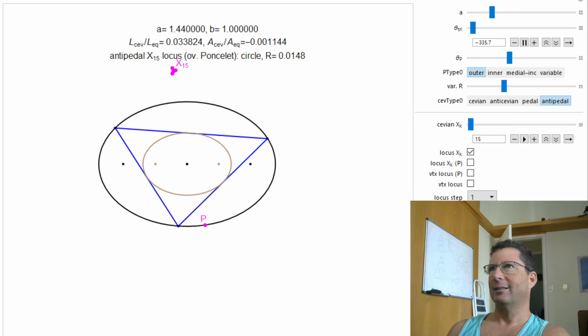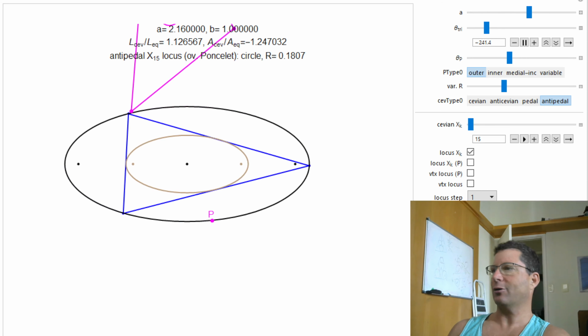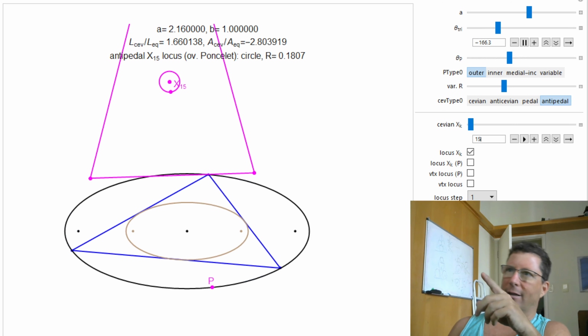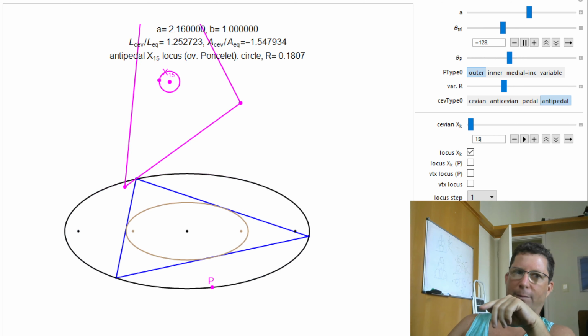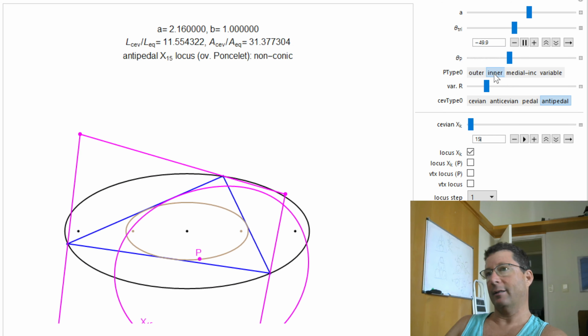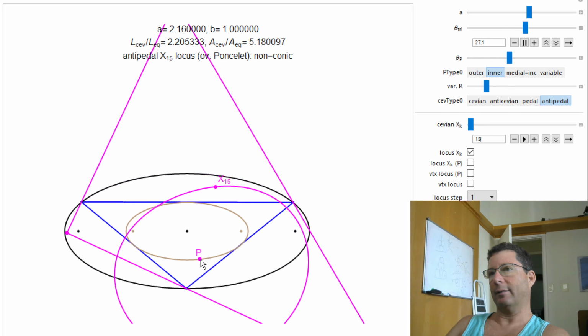Is it? Oh, it's a circle. Yeah, it was looking like it was a point, but it's actually a circle. And we might have seen this just before. Yeah, so X15 is a circle if P is on the Steiner. X15 with the affine is a non-conic if P is on the inner conic.